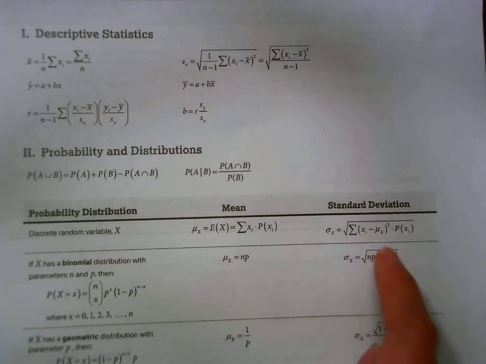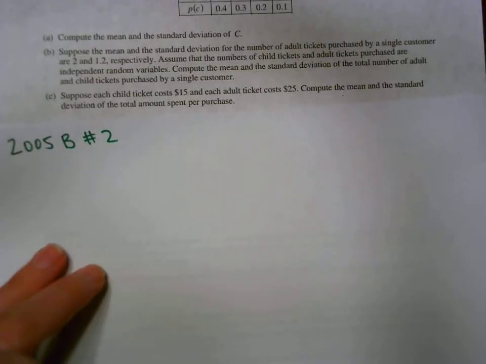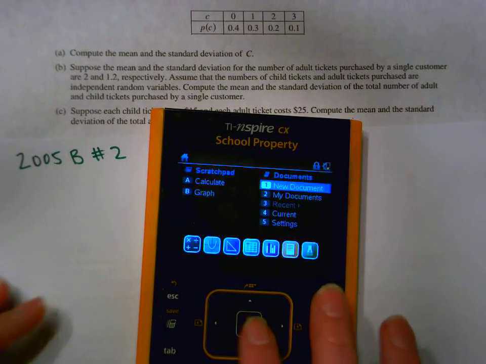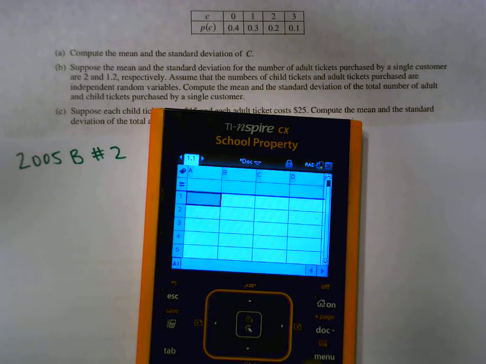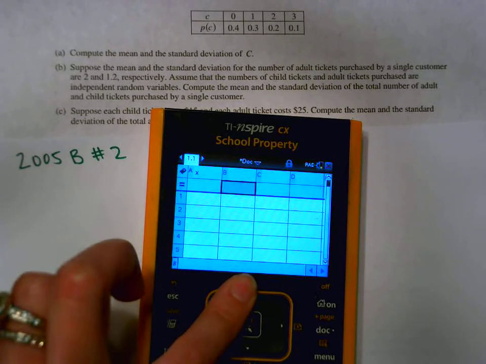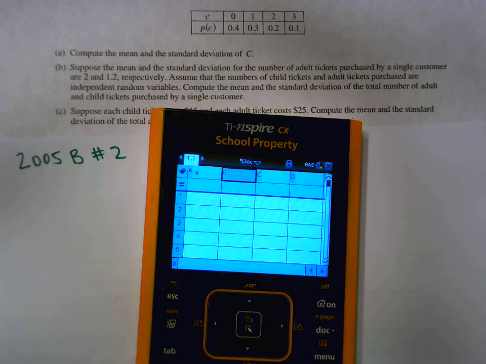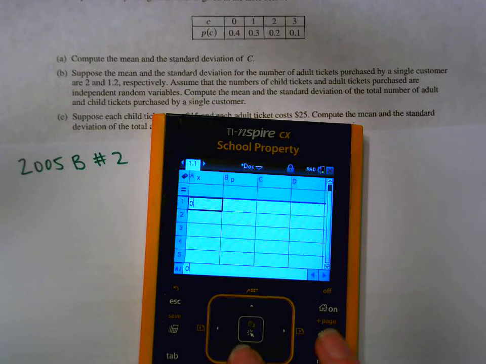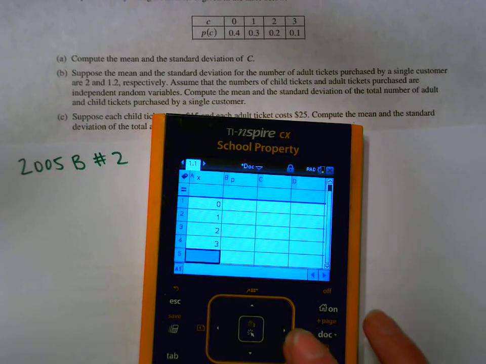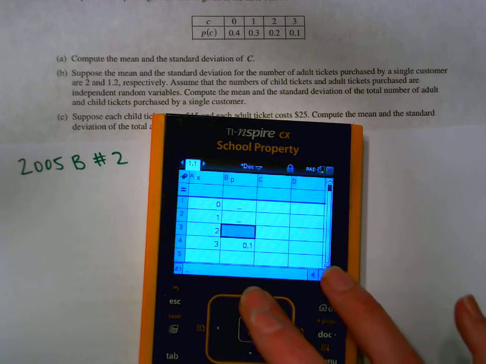So what I would suggest is using your calculator, and you're going to need to go to a list and spreadsheet, and I would label my first column X, and this one should be P because it's probabilities, and you type in your data, so 0, 1, 2, 3, and then the probability for each one.